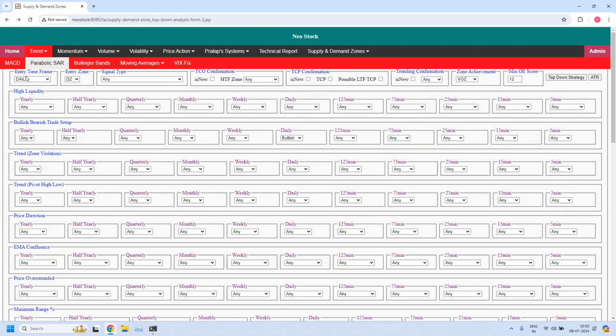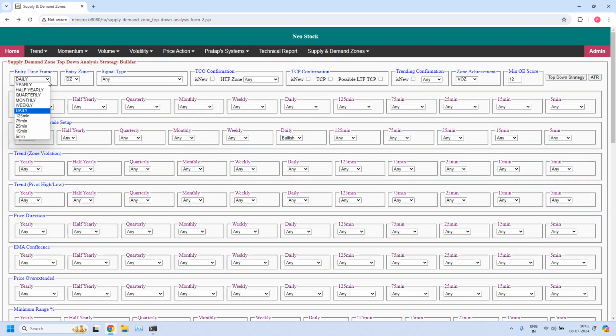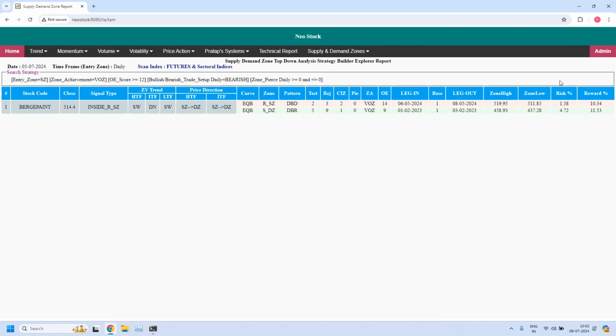So I am going back. For daily time frame, monthly income trade, entry time frame is daily, but bearish trade setup entry zone is supply zone. That means we are generating bearish trade setup for monthly income trade. So in bullish or bearish trade setup in daily time frame, changing the value to bearish. Now all the three filters are applied to daily supply zone. Now I am generating the report. Only one stock is filtered, which is supporting bearish trade setup for monthly income trade.